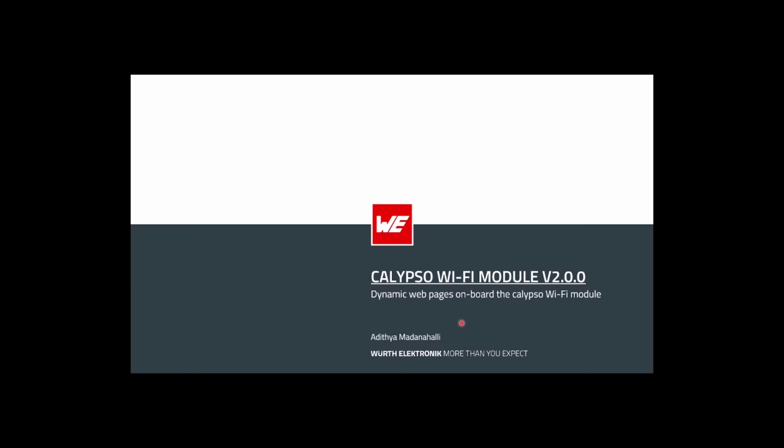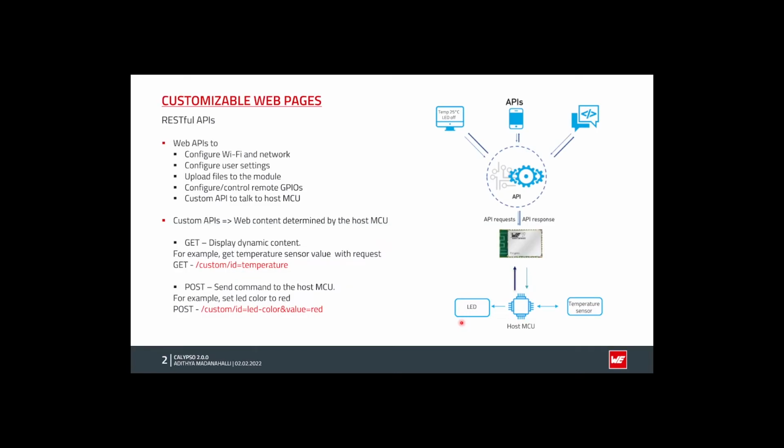Hello and welcome. In today's video, I'm going to give you a demo of how to create dynamic web pages on board the Calypso Wi-Fi module. Let us begin. The Calypso Wi-Fi module supports an onboard HTTP server which is used to serve the web pages on board the Calypso Wi-Fi module.